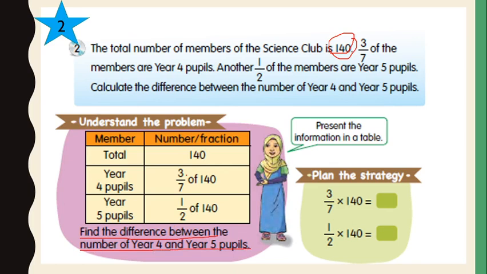Dia nak kita cari beza murid, bilangan murid tahun 4 dengan tahun 5. So do we know the number of the pupils? We already know the total number of the pupils, but we do not know the exact number of year 4 pupils and the exact number of year 5 pupils. Okay, so we have to find the number of pupils first.